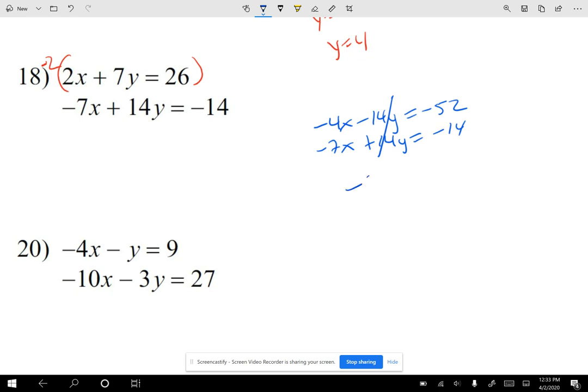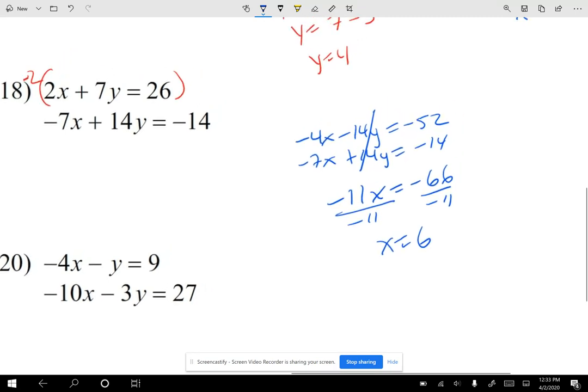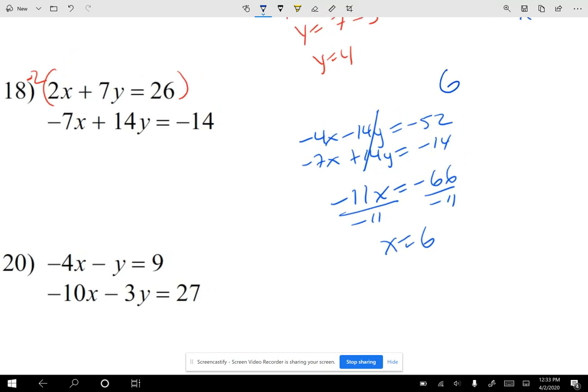When it comes to x's, I have -11x. Now -52 and a -14, that gives me -66. Divide both sides by the number in front of the x. X in this case is equal to +6. I know half of my answer.